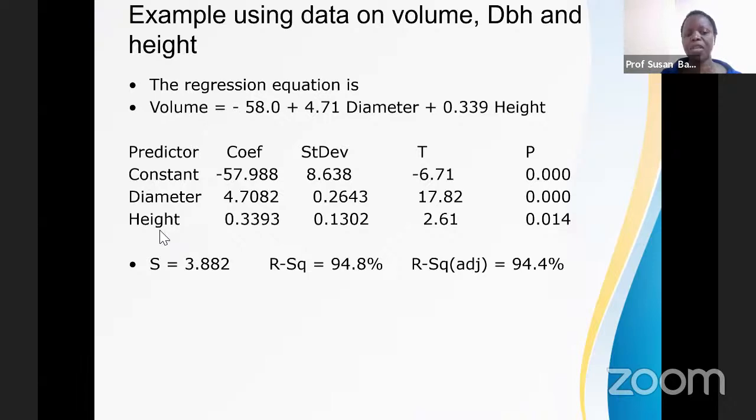So then we go to height. We find that also the p-value is small. It is 0.014. It is smaller than 0.05. So we have evidence to reject the null and conclude that there is a significant linear relationship between volume and height.